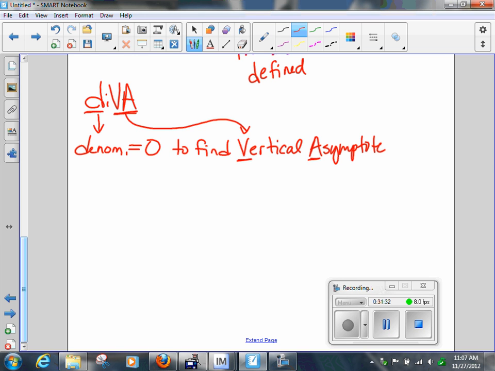I got to have some way to remember. I don't want to memorize this junk. I just need a connection. And if I think of diva, I'm going, denominator equals 0, vertical asymptote, yes, diva. That's what that means. I know it's crazy, but it will help you remember it. You will remember diva, and you'll remember the word asymptote because it makes you laugh and smile and giggle.